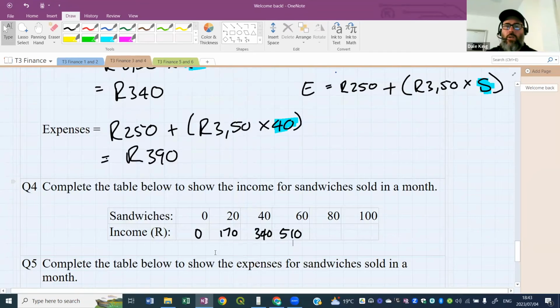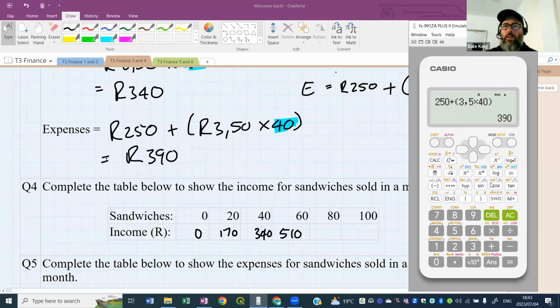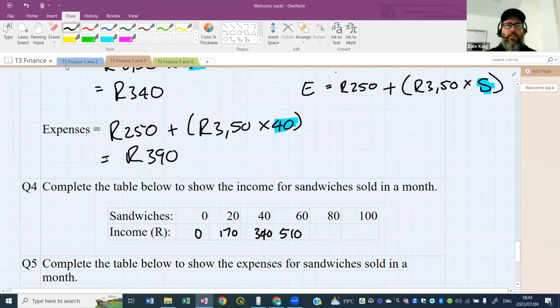Okay, I'll show you quickly. For the 80, we have 680. Excellent. So what Katlego is doing is just changing that number to another one. So it's 680 for 80, and then for 100, it's 850. Thank you very much, Katlego. Excellent.